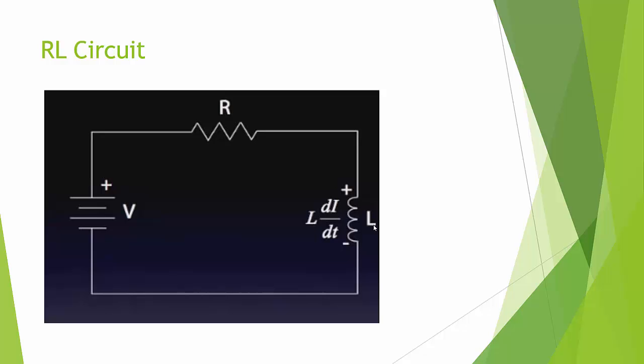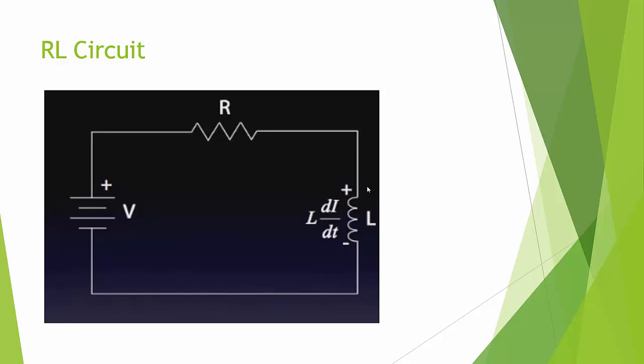So let's see how an RL circuit behaves. When an RL circuit is first turned on, the inductor opposes the current flow and acts like an open circuit. So when the switch has been closed, the current is flowing from V to R to L, and this L is going to oppose the current flow and act as an open circuit.